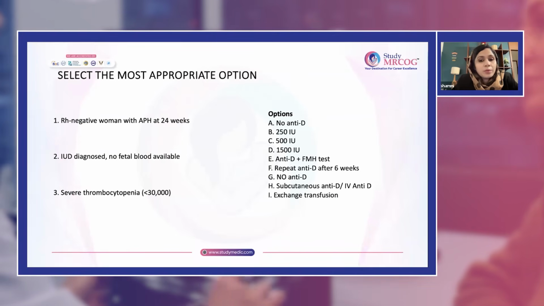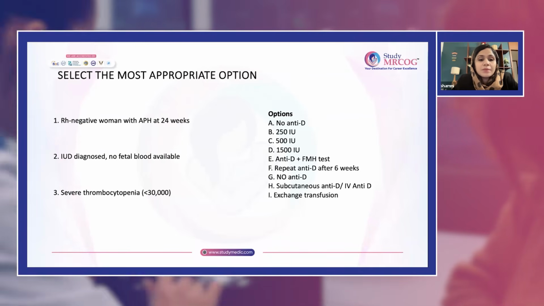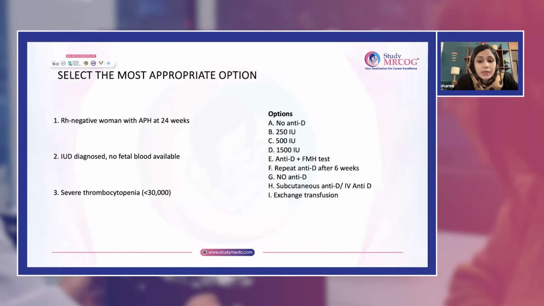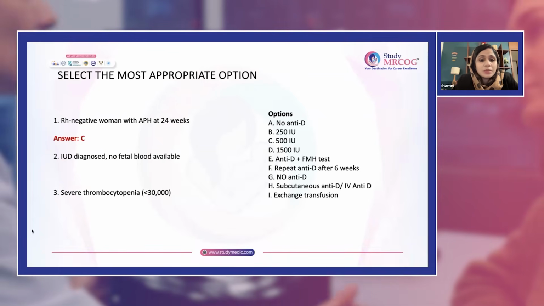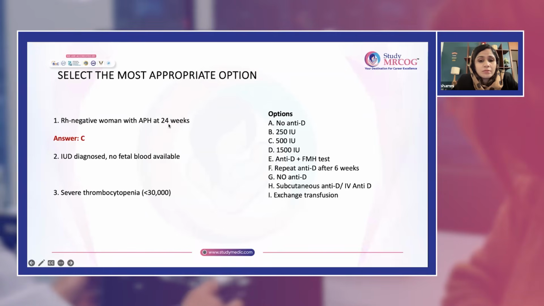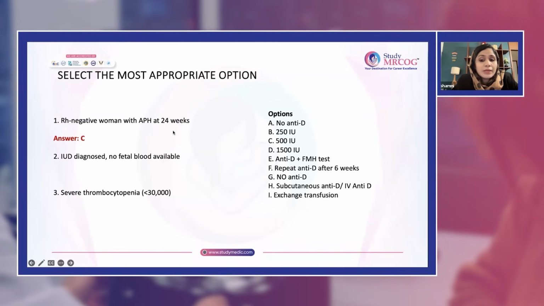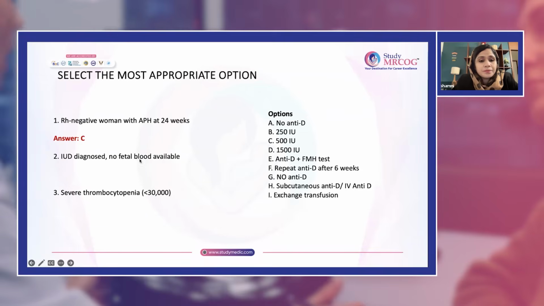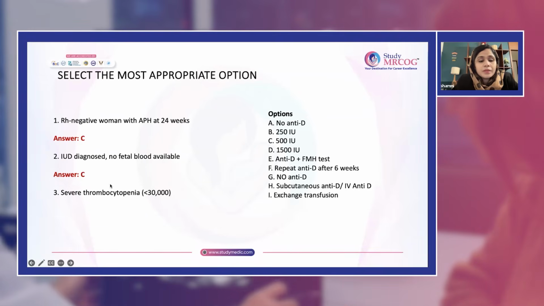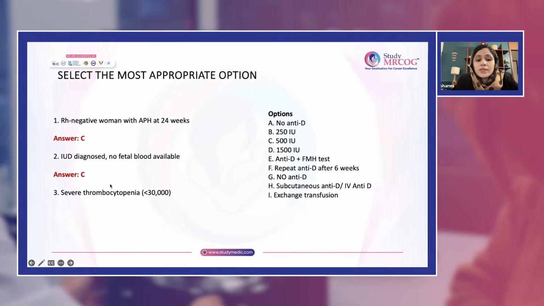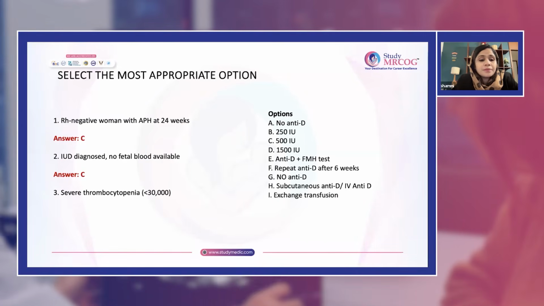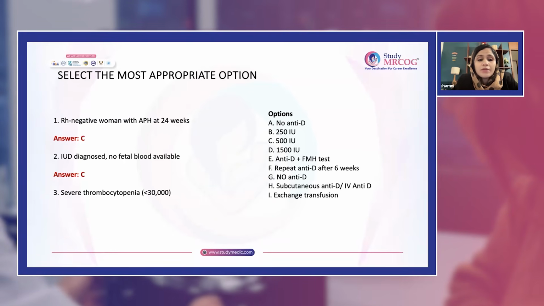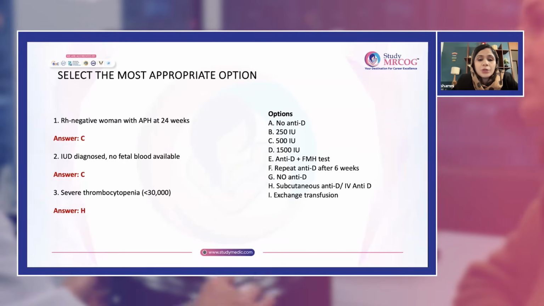So select the most appropriate option. One is Rh negative women with APH at 24 weeks. Definitely you are going to give 500 international units, because 24 weeks is more than 20 weeks, and you have to do FMH testing also. IUD diagnosed, no fetal blood, you have to give 500 international units. And severe thrombocytopenia. So here you can't give IM. So you can give either subcutaneous or IV.